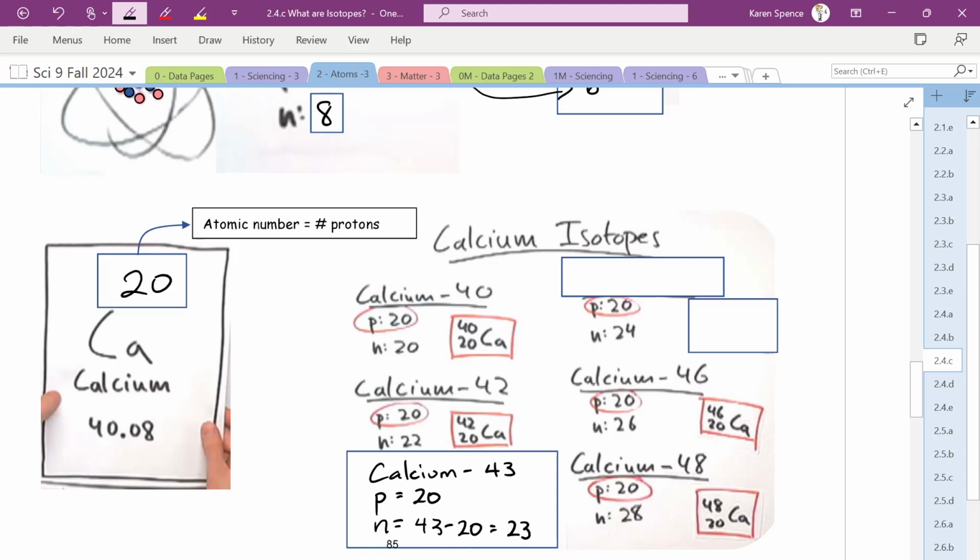Now we have a calcium with 20 protons and 24 neutrons. That's going to be called calcium-44.